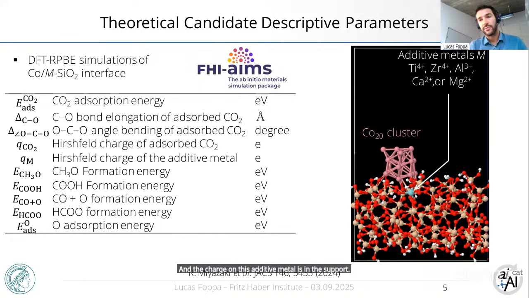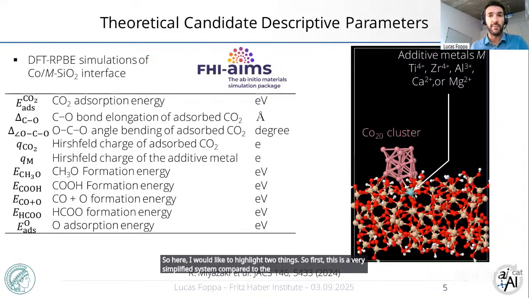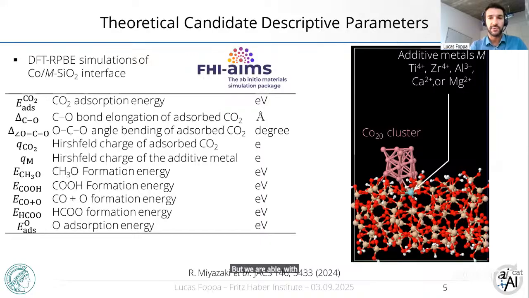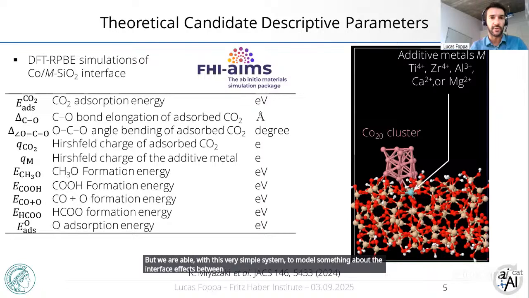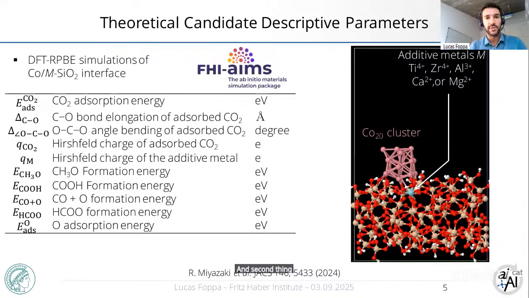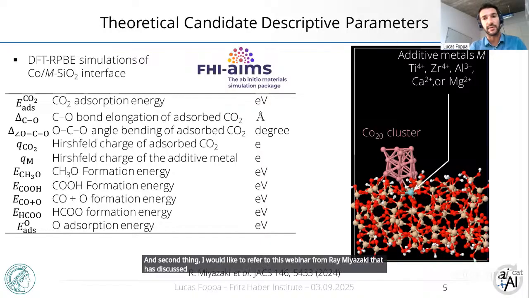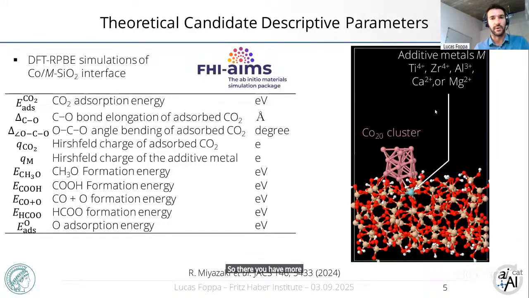Here I would like to highlight 2 things. First, this is a very simplified system compared to the real one. We have a cobalt-20 cluster. But with this very simple system, we are able to model something about the interface effects between the cluster and the oxide support in the presence of this additive. And second, I would like to refer to this webinar from Rei Miyazaki that discussed this type of system in detail. If you're interested, there is a webinar in Catalysis that already took place, so you can find the recordings online. There you have more details on how this was done.